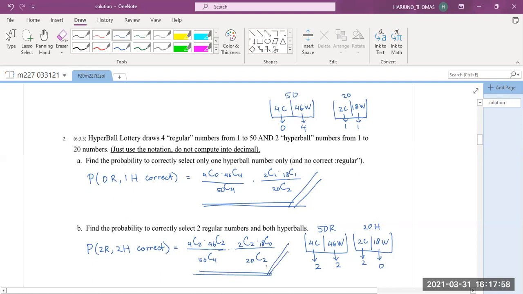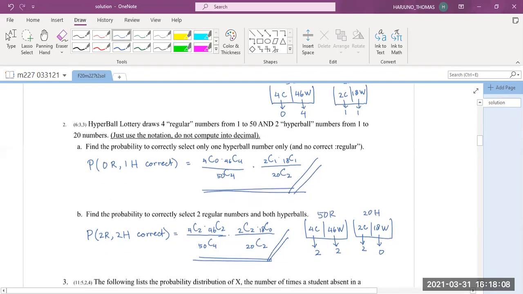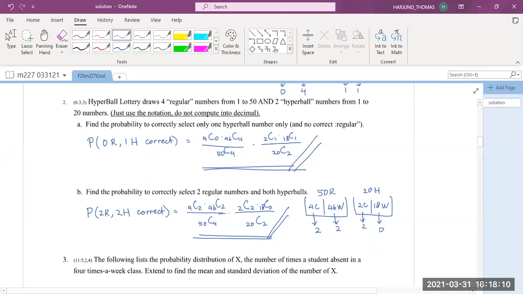Okay, that's for number 2. Now, I always have this question for my number 2, by the way. Let's go on. Number 3.